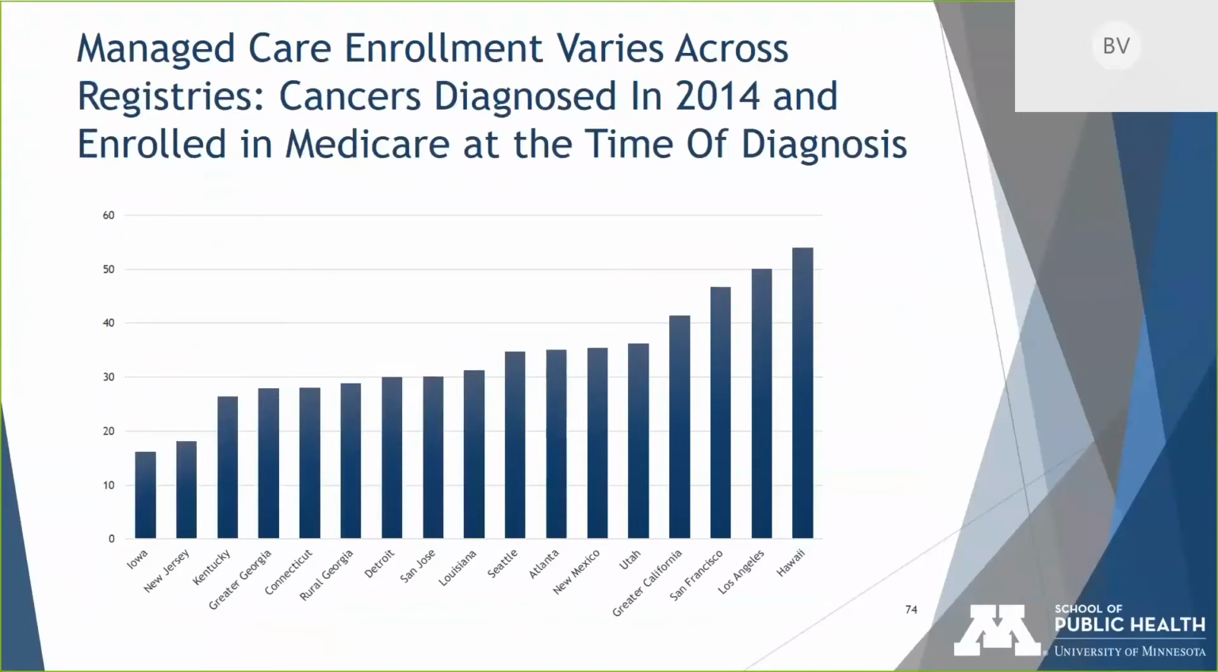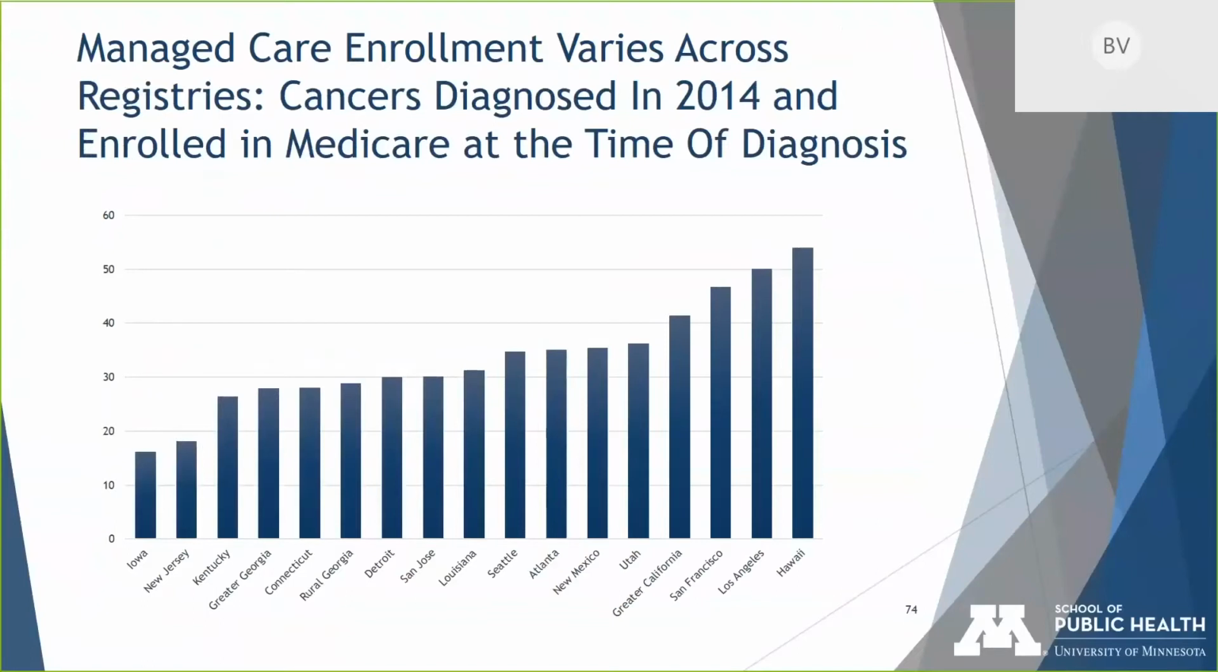One thing to be aware of when it comes to managed care in light of imposing this as a restriction on your cohort is that it's going to affect SEER registries differently, and that's because there is variation in the amount of managed care penetration across registries.